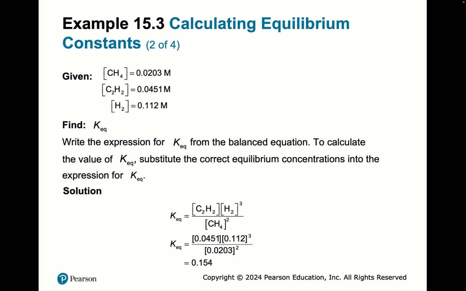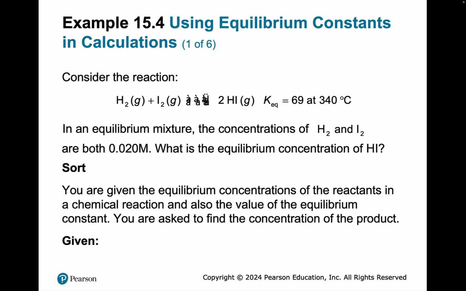So we write out the equilibrium constant, and it's products over the reactants raised to their coefficients. So the equilibrium constant is acetylene times hydrogen cubed divided by the concentration of methane squared. We're given the equilibrium concentrations. We put those values in and we calculate the equilibrium constant to be 0.154. And we're done with that one.